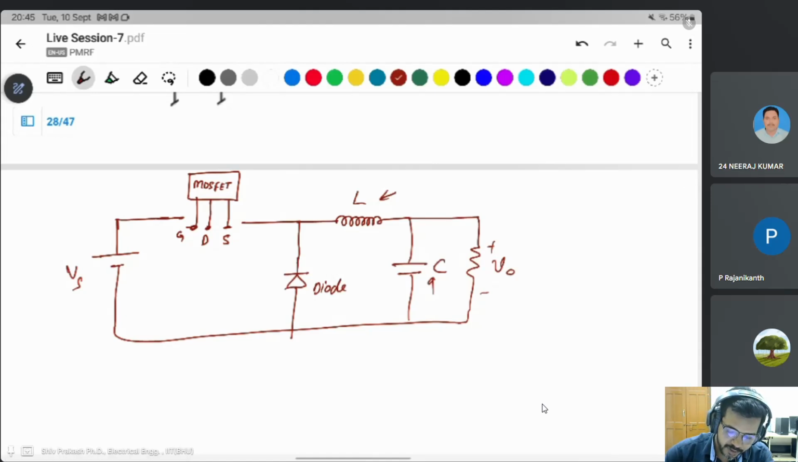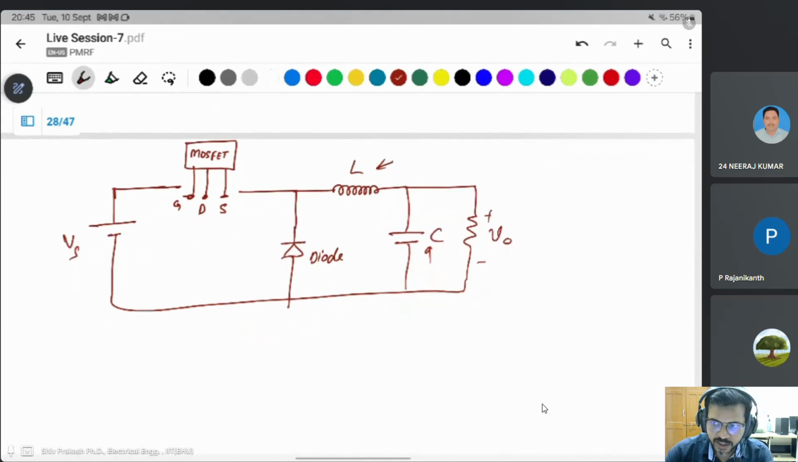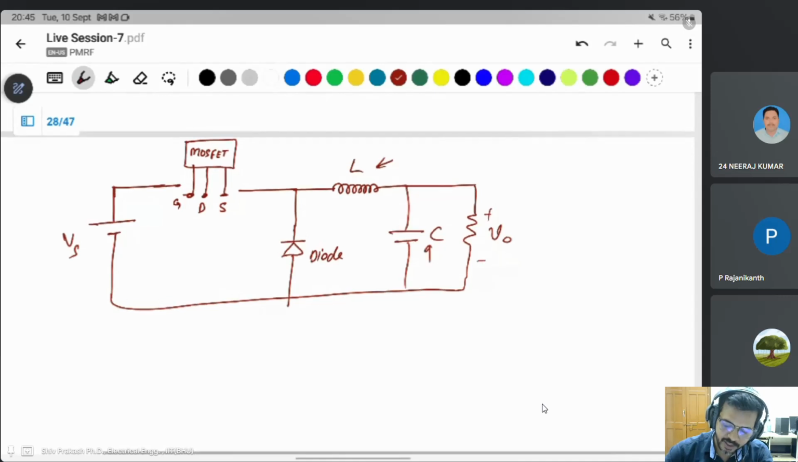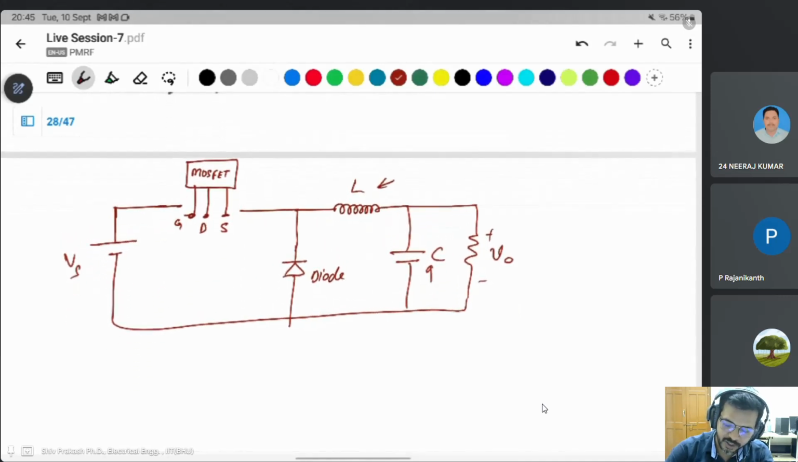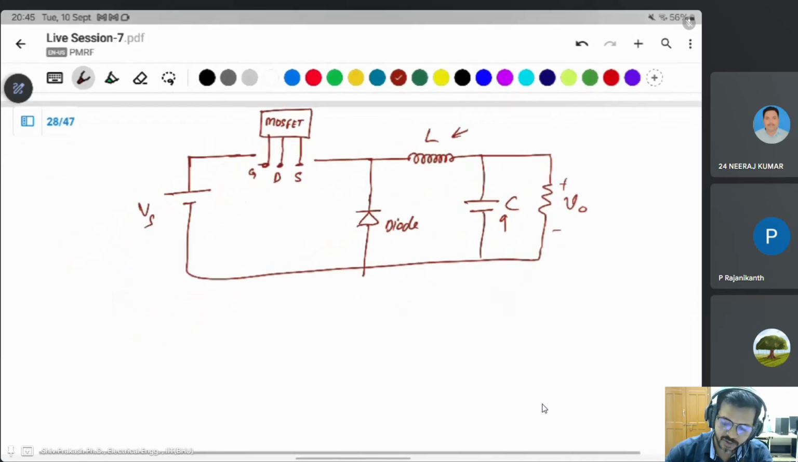Okay, fine. In simulation, you just directly connect the pulse generator, or the microcontroller, to the MOSFET gate terminal, and it will be turned on and it will be working. But what about in practical cases? Can't we give it directly?